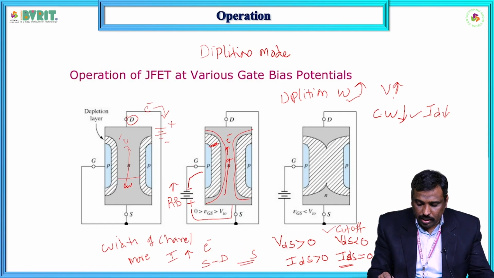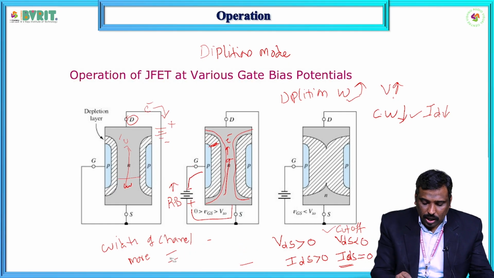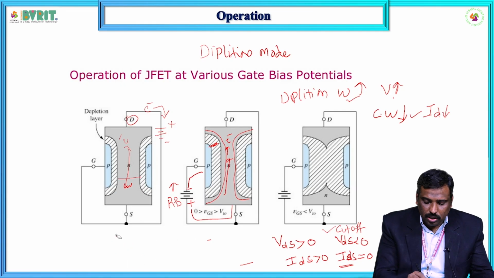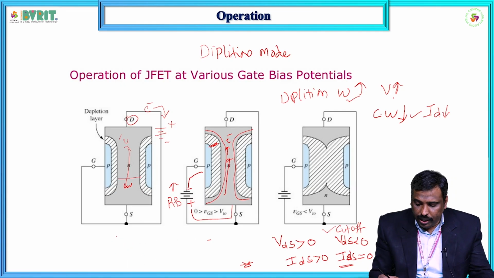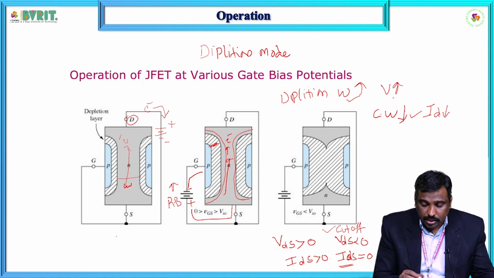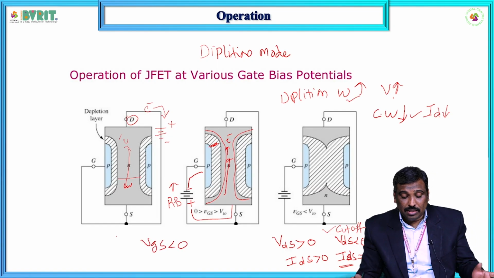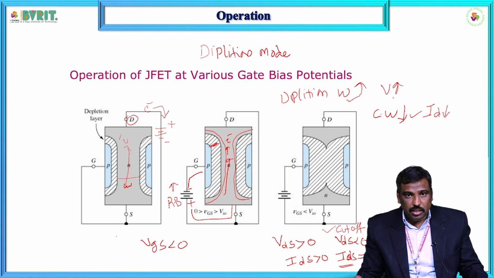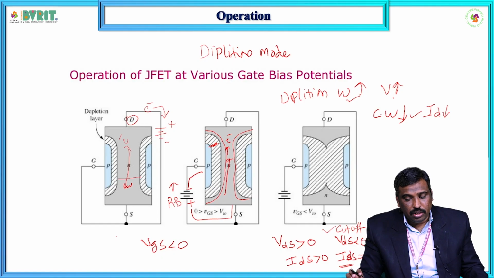So the first condition is, in order to get the current, the VDS should be greater than 0, and the second condition is VGS is less than 0. To turn off the transistor, VGS is less than 0. Then only the transistor goes into the cutoff region.